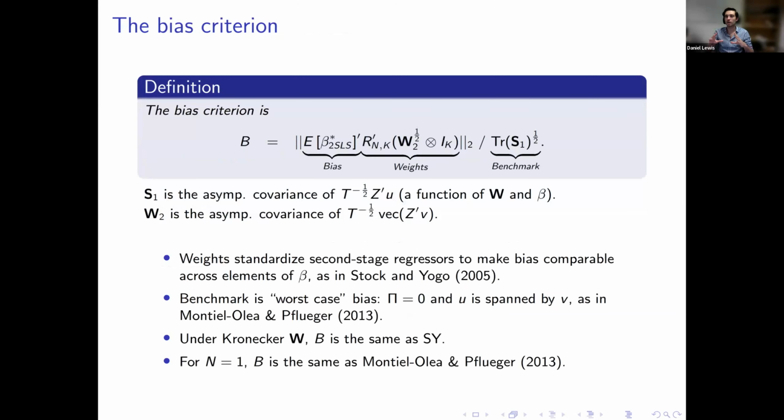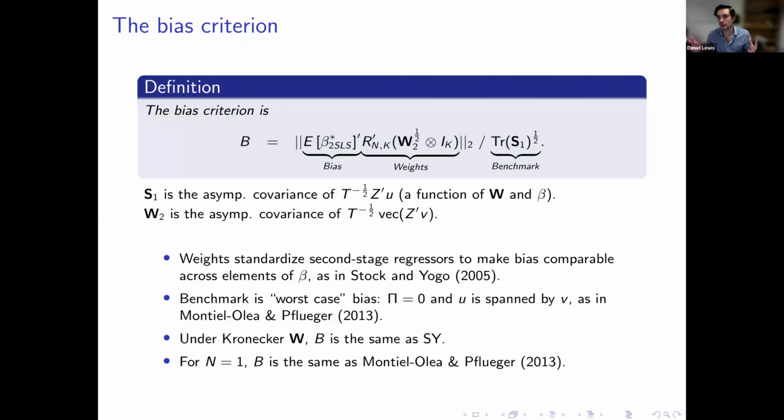Now we can tackle the first of those 4 key problems that I identified a few slides ago, and that in particular is to define the bias criterion. What do we mean? How are we going to quantitatively measure the bias of the two-stage least squares estimator? We're going to use a weighted L2 norm of the bias relative to a benchmark.